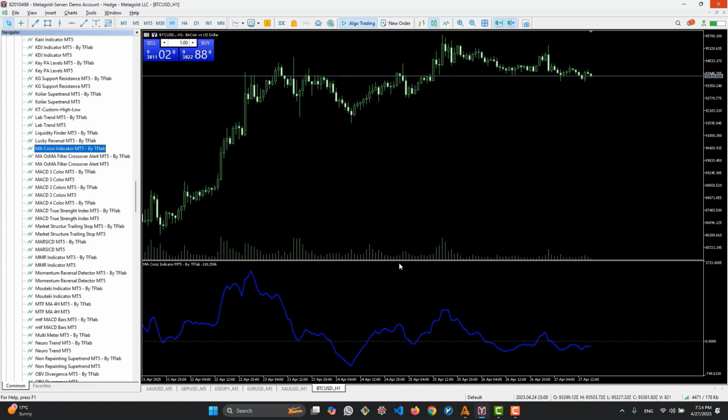When the values of this indicator are above 0 and positive, it indicates an uptrend, and when the values are negative, it indicates a downtrend. The values of this indicator are obtained from the difference between two moving averages, which we can adjust their parameters in the input settings. Let's go over the settings of this indicator together.